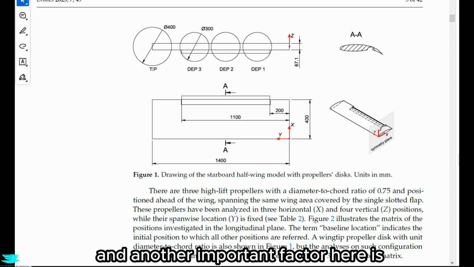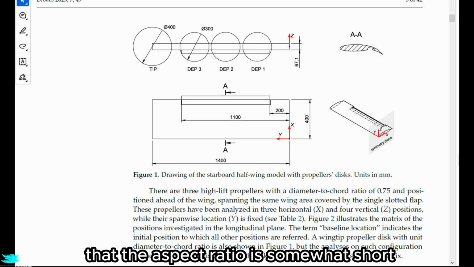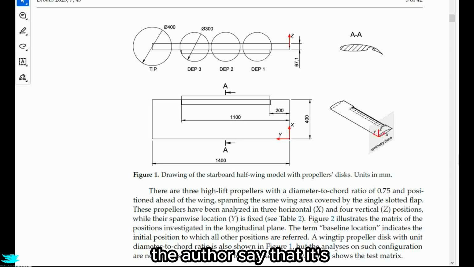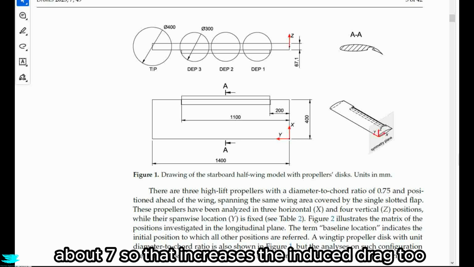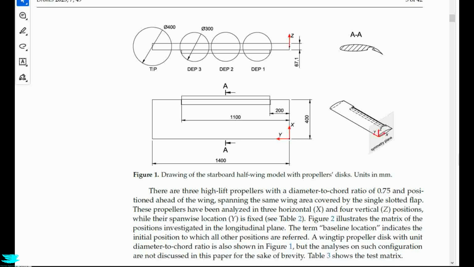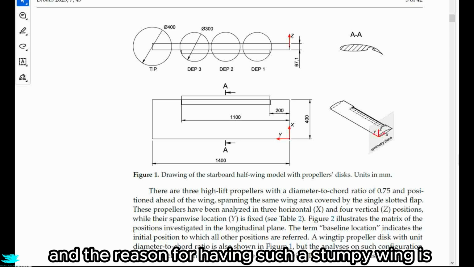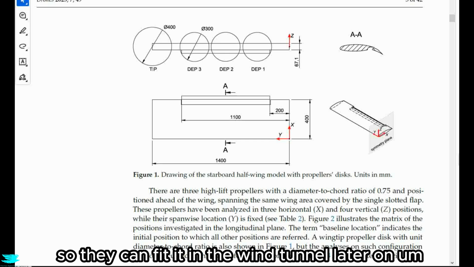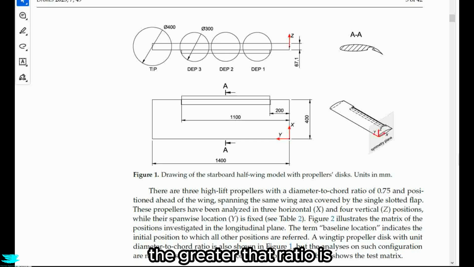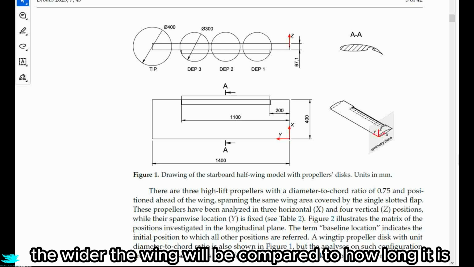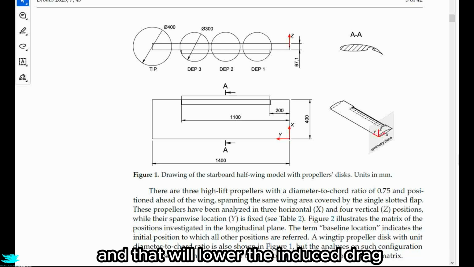And another important factor here is that the aspect ratio is somewhat short. The authors say that it's about 7. So that increases the induced drag too. While the authors do say that this is short, and the reason for having such a stumpy wing is so they can fit it in their wind tunnel later on, the greater the aspect ratio is, the wider the wing will be compared to how long it is, and that will lower the induced drag.